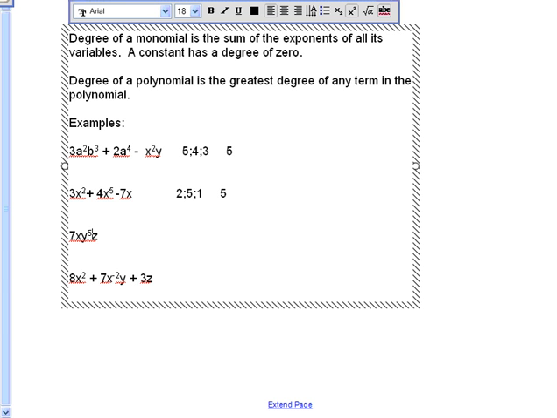Okay, our third expression, that is a monomial. And this monomial has x to the 1, y to the fifth, z to the 1. That gives you a degree of 7.